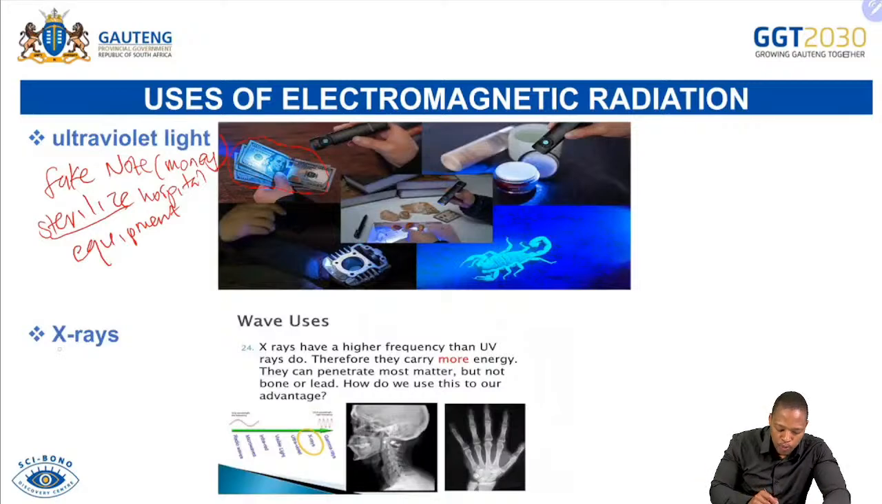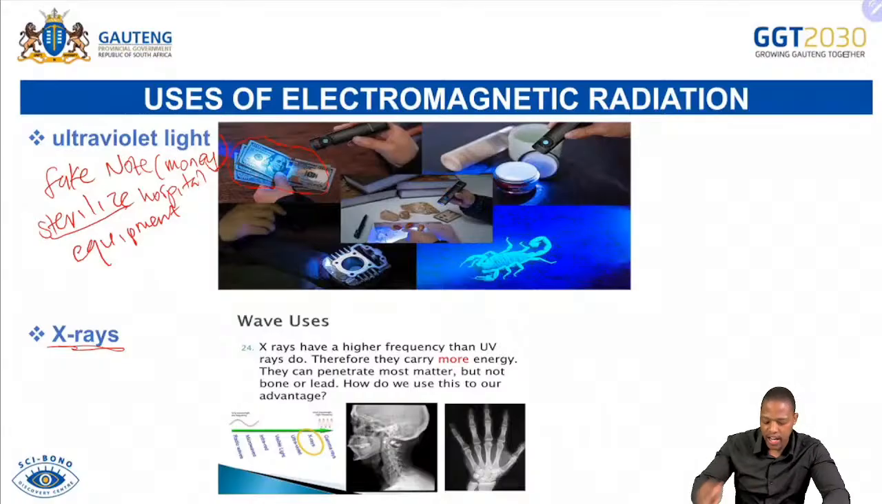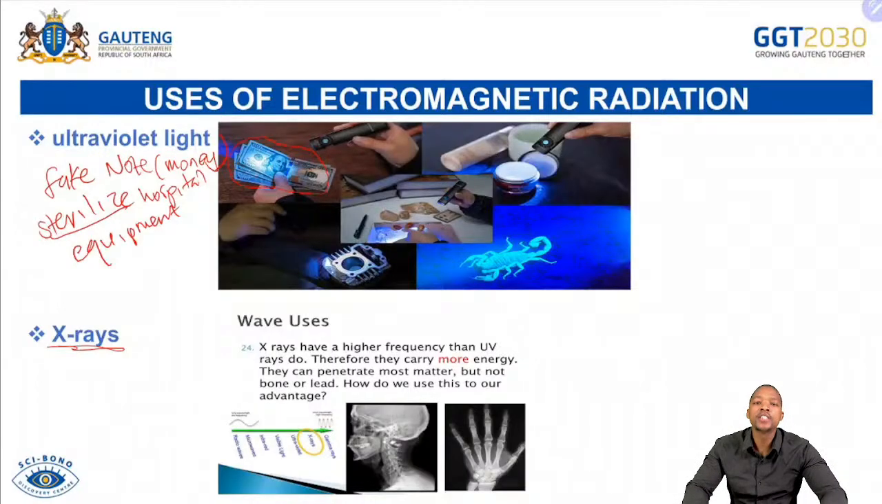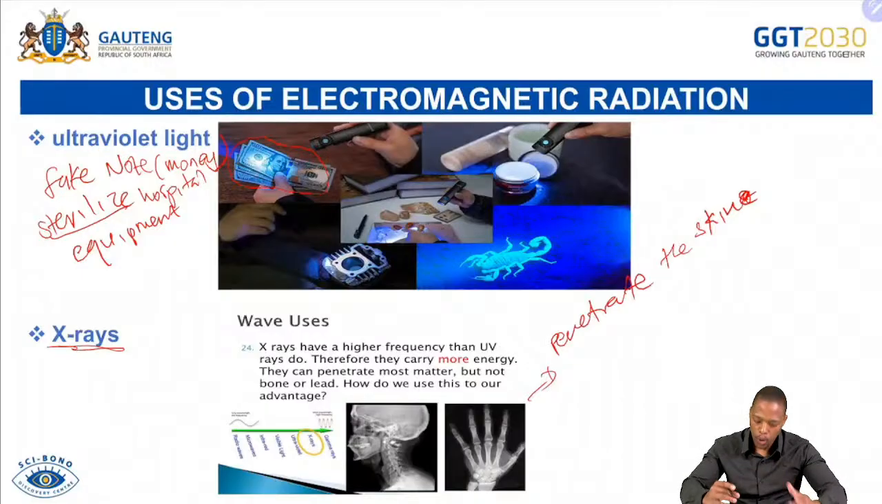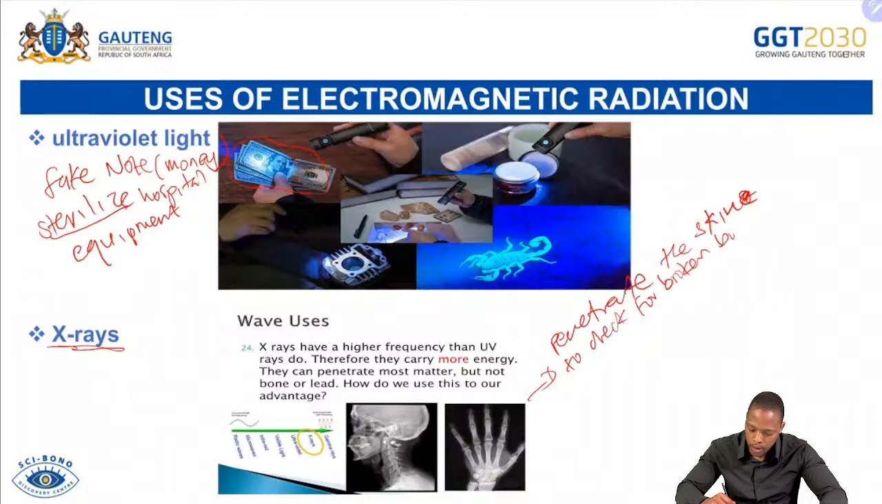You might know a lot. Okay, so we go to X-rays. What are the uses of X-rays? Well, the most important one is again in hospital equipment. X-rays are used to penetrate the skin, to check for broken bones.